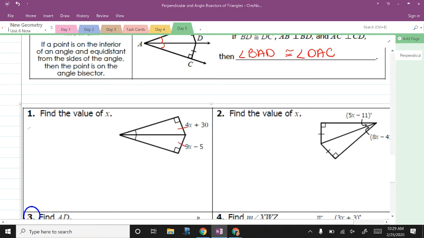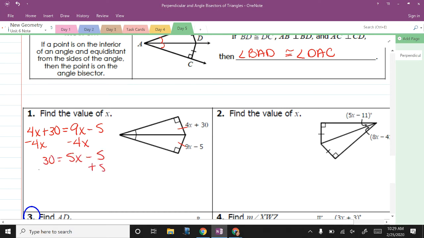So 4x plus 30 equals 9x minus 5. Subtract 4x. 30 equals 5x minus 5. Add 5. 35 equals 5x. Divide by 5 and x equals what? And it didn't say to find any lengths, did it?